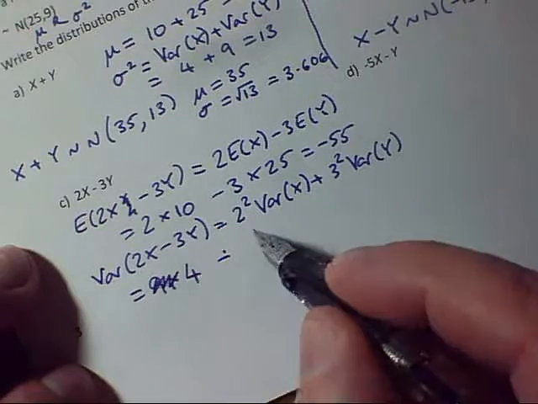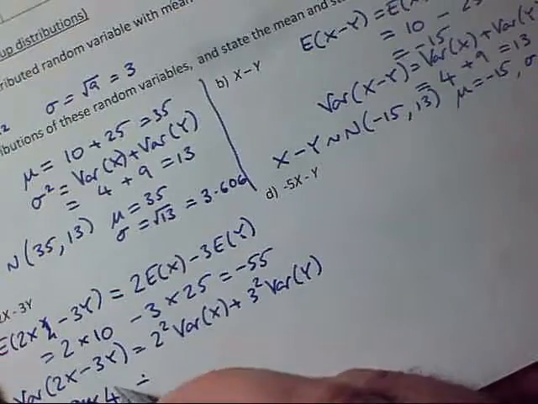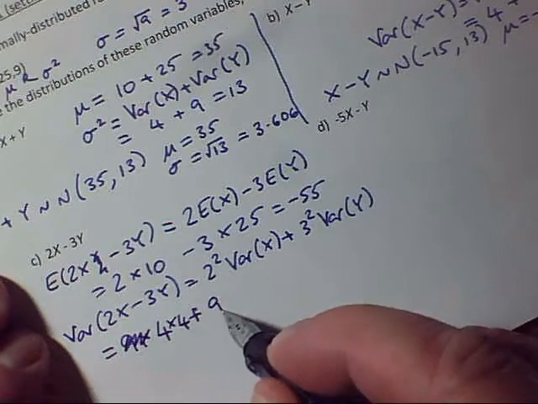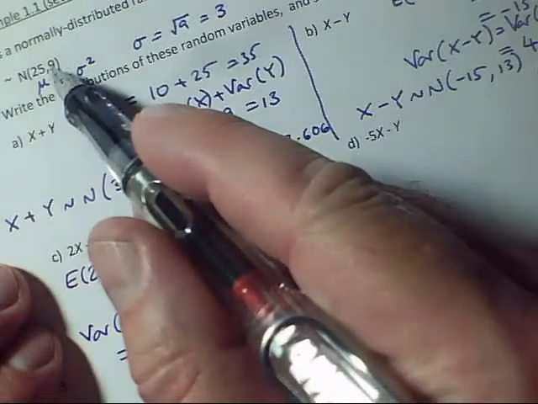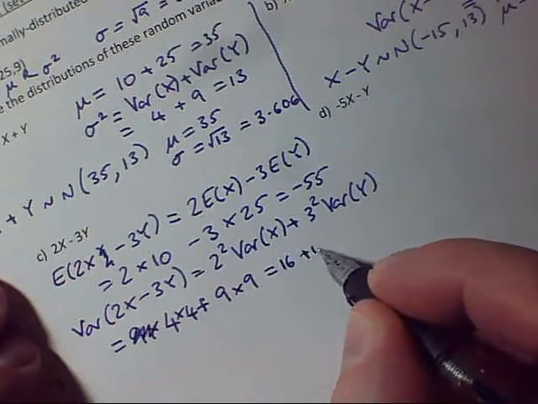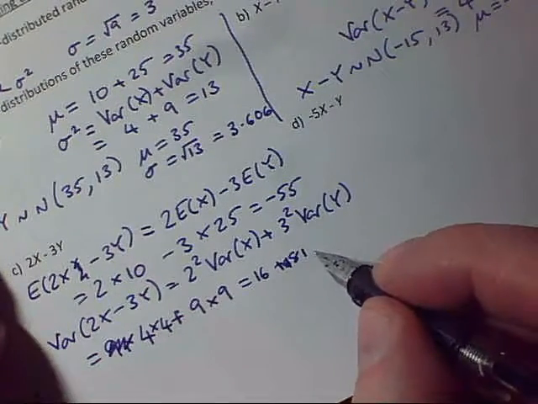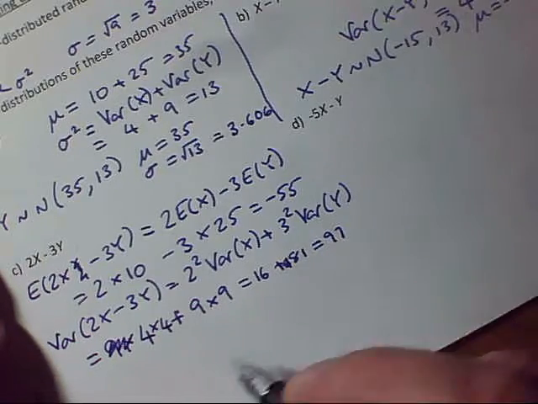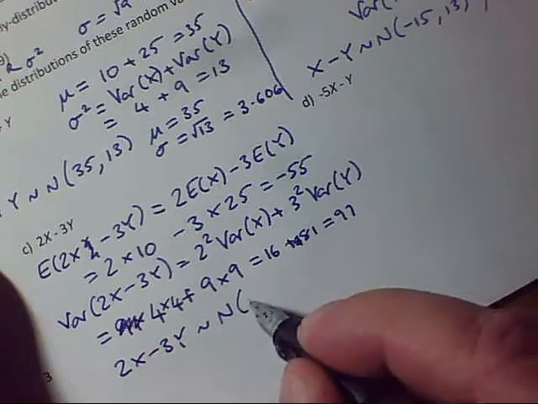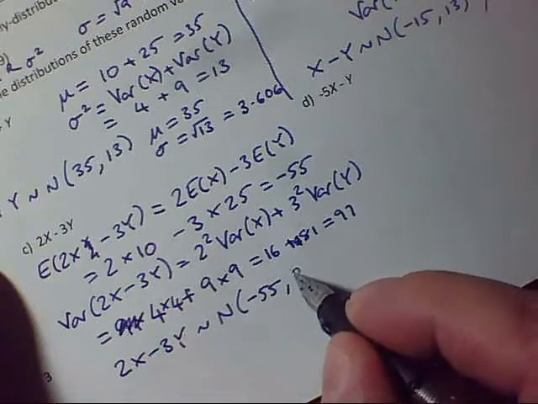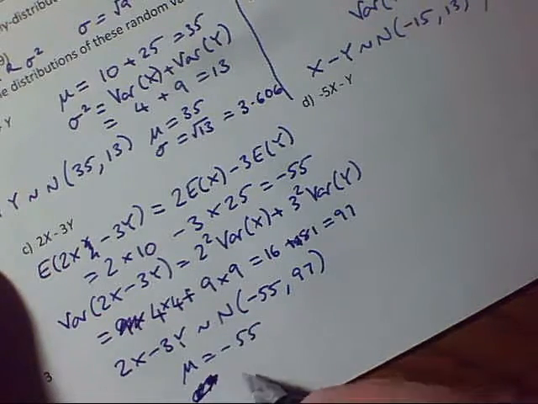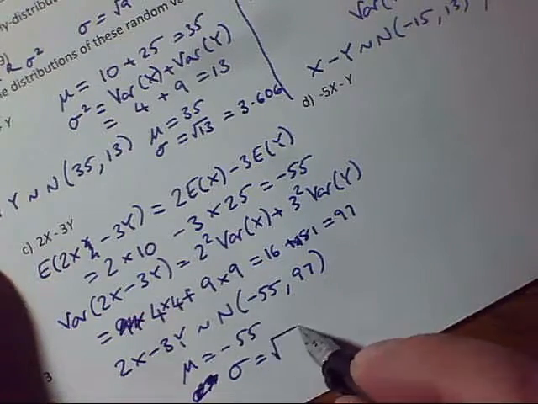So I need to do 2 squared, which is 4, times the variance of x, which was 4, so it's 4 times 4. Then plus 3 squared, which is 9, times the variance of y. What was the variance of y? It was 9 as well, all the square numbers. So 4 times 4 plus 9 times 9 is 16 plus 81, which equals 97. Therefore 2x minus 3y has a distribution that is normal with mean minus 55 and variance 97. But I need to state the mean, which is minus 55, and the standard deviation. The standard deviation sigma is not 97, it's the square root of 97.